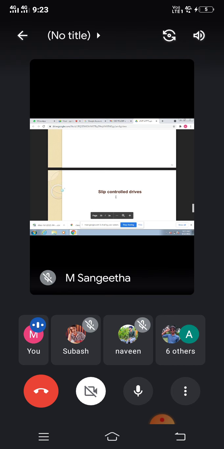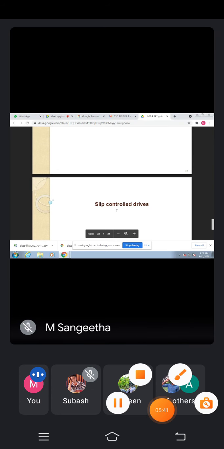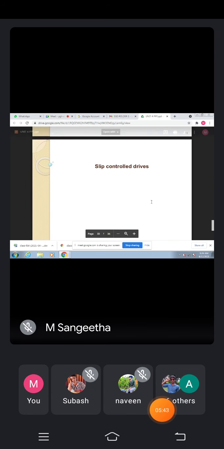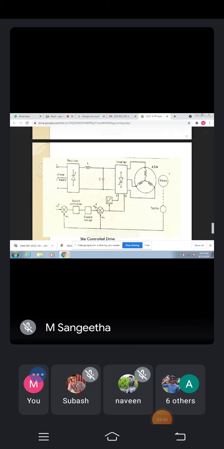Then the next topic is the slip control drive. The power control circuit has one controlled circuit, having a rectifier and an inverter connected in anti-parallel. In between them, an inductance and capacitance are connected. Initially the rectifier receives the AC supply, because only a rectifier can convert AC into DC. So the rectifier control circuit is connected initially to the supply.